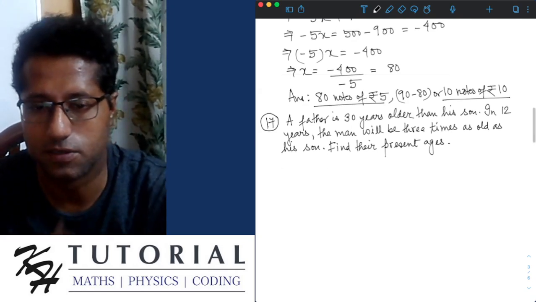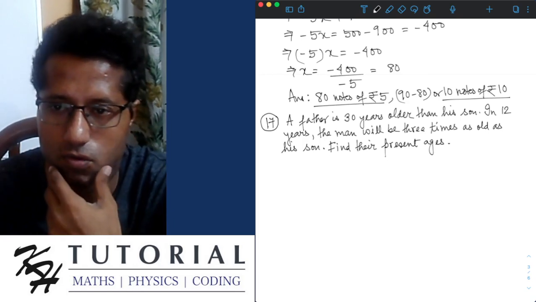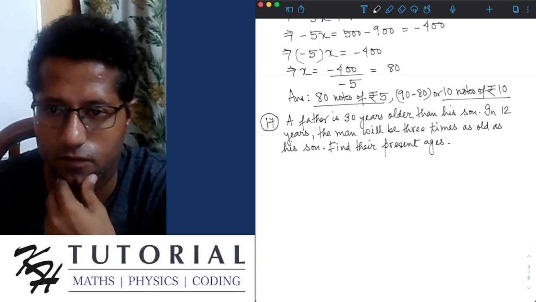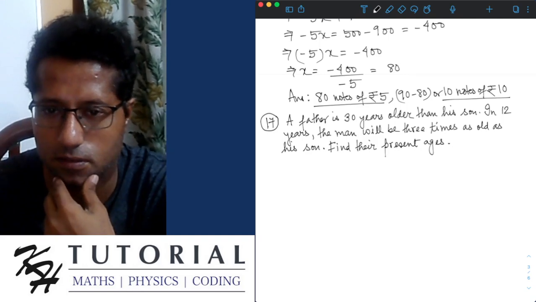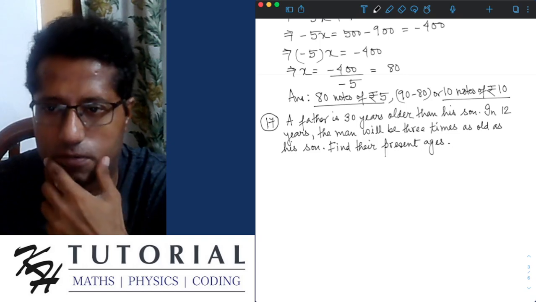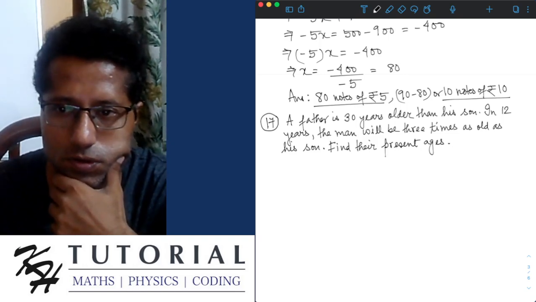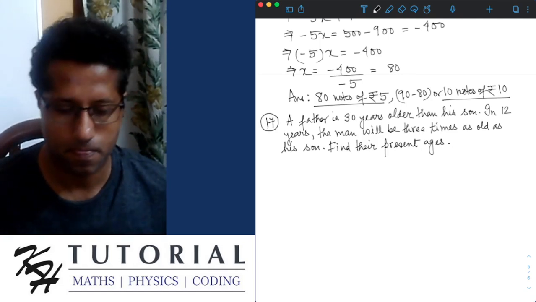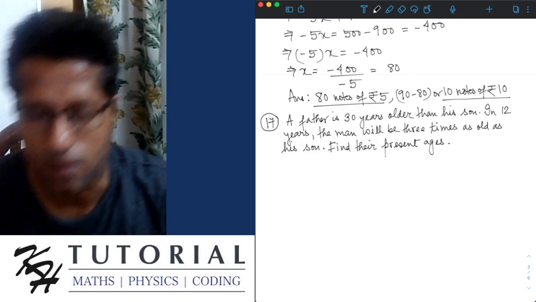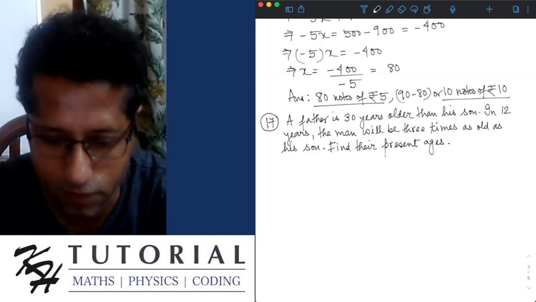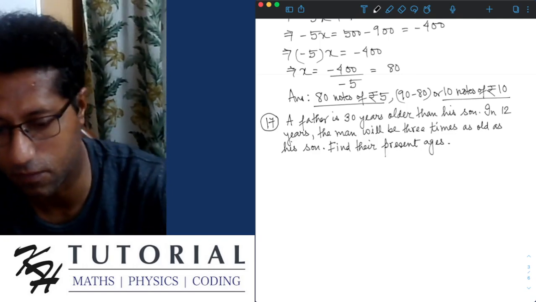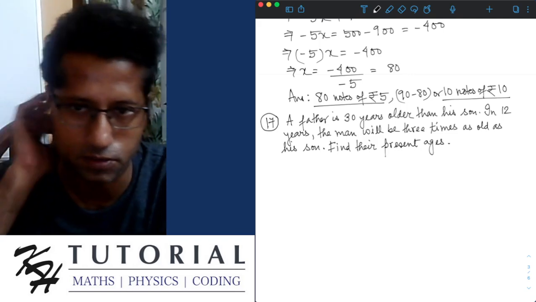Okay. So question number 17 says, a father is 30 years older than his son. In 12 years, the man will be 3 times as old as his son. Find their present ages. You have to first thoroughly understand what facts are given, and we have to use those facts and translate them into algebraic expressions, and use those algebraic expressions based on the given facts to form the linear equation.